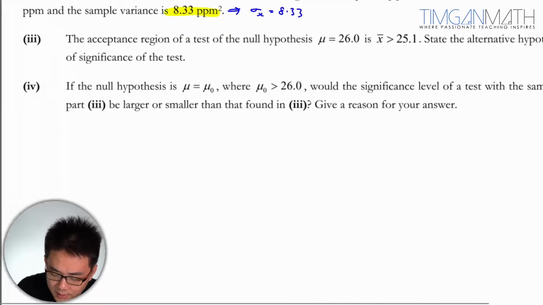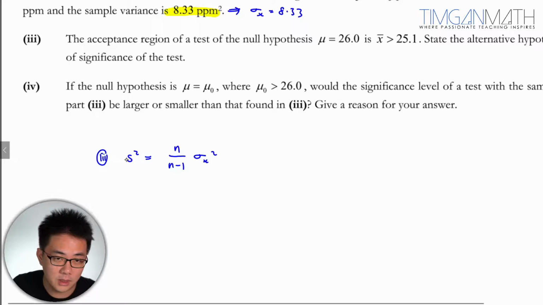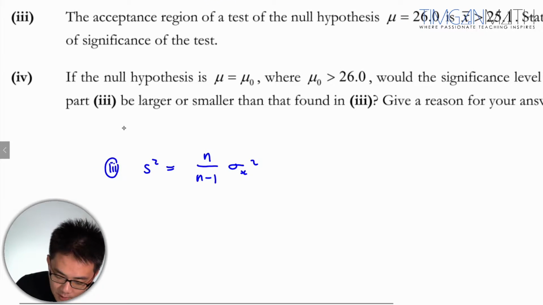Okay, you're given the sample variance, so in other words, you need to use this formula here, s squared is equals to 1 over n minus 1 sigma x squared. The unbiased estimate of population variance is actually n over n minus 1 times sigma x squared, the sample variance. So the unbiased estimate of population variance is equals to n over n minus 1 times the sample variance.